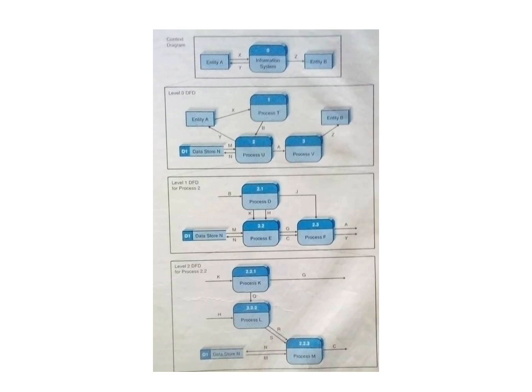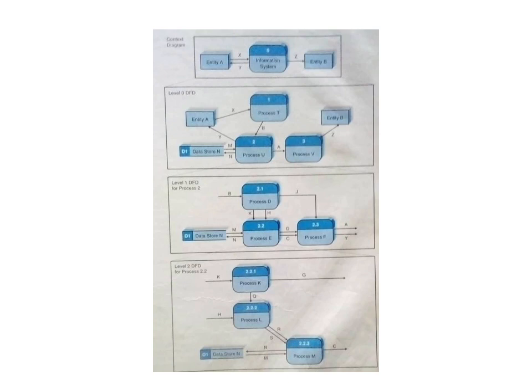Now, in that level, you depict the activities that are involved in performing process U, which is represented in the level 0 diagram. And as you can see, you will notice 2.1, 2.2, 2.3. This means that for you to perform process 2, you have to do these 3 main processes. You also see the data store that is involved in it.